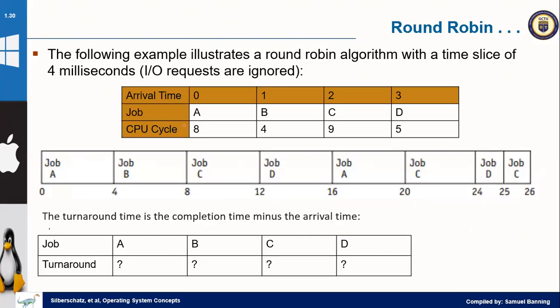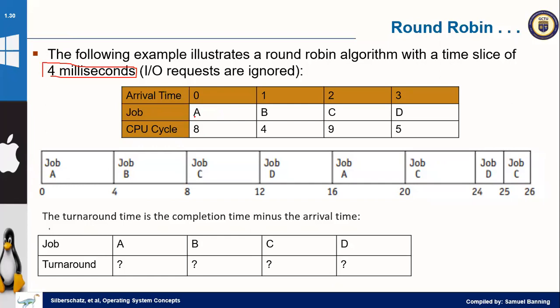So looking at these jobs, A, B, C, and D, with CPU cycles 8, 4, 9, 5 respectively, and arrival times 0, 1, 2, 3. Here we are assuming that the time slice, or the time quantum, is 4 milliseconds. So it's first come, first serve. A is given the CPU for 4 milliseconds. A is taken away. Job B is brought in.